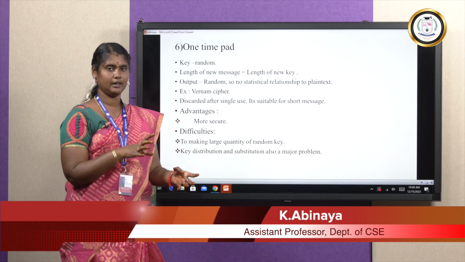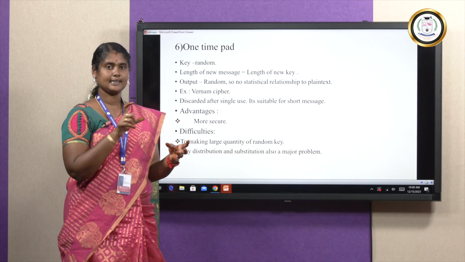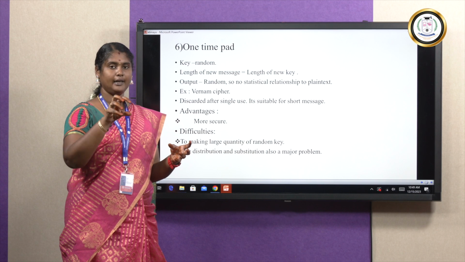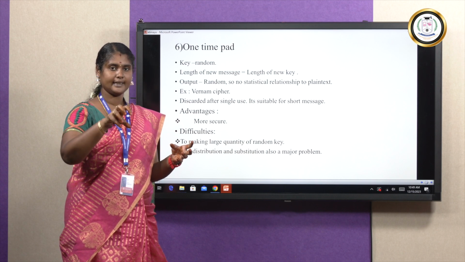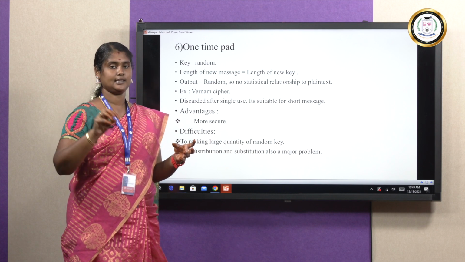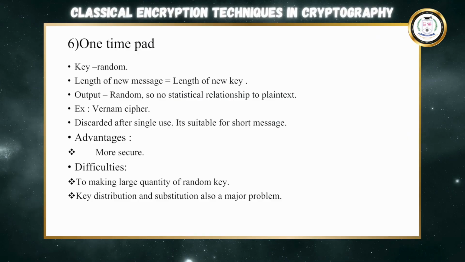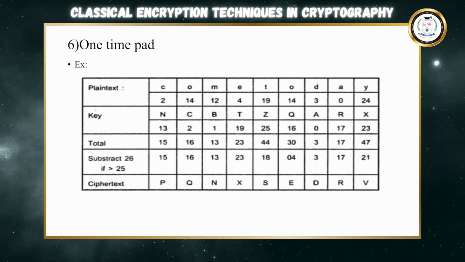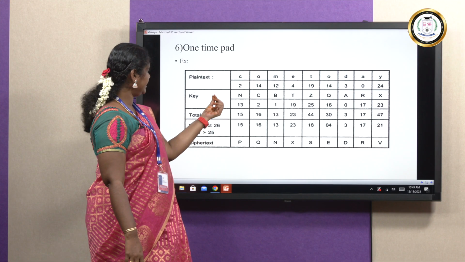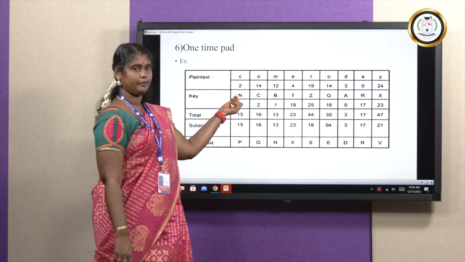Using your tabular column, you are finding the plain text and key and matching the value, and you are going to pick whatever alphabet is there and just replace it instead of your plain text data. Next one is the one-time pad. Here the one-time pad also has the same data. So for example, this is your plain text, come today. Here I am having a key, and instead of C I am going to replace N.